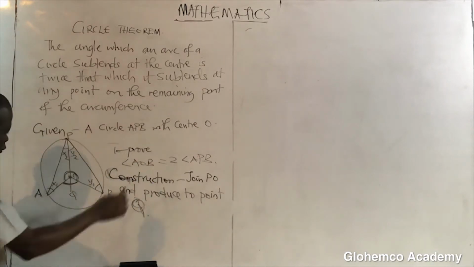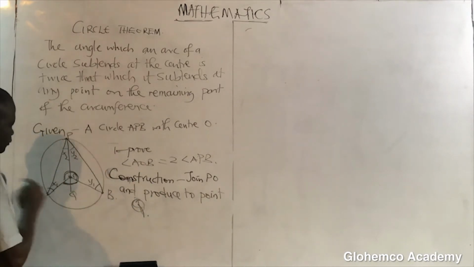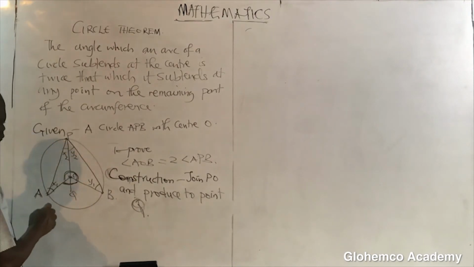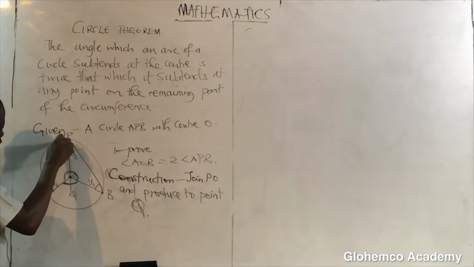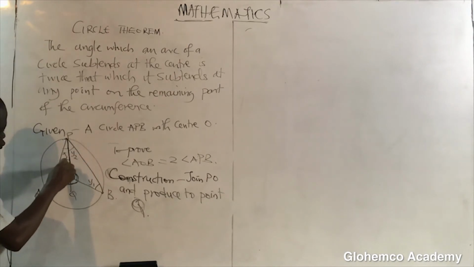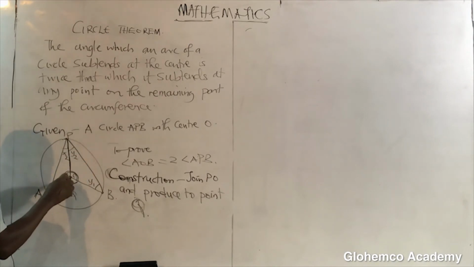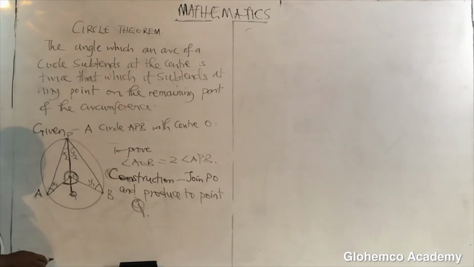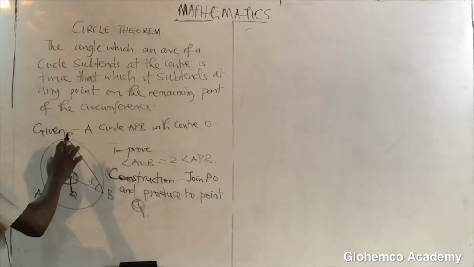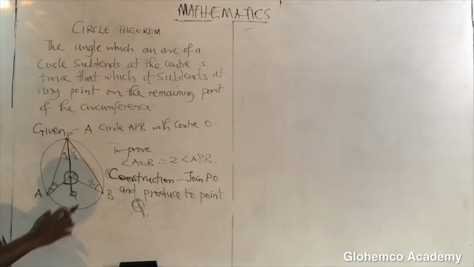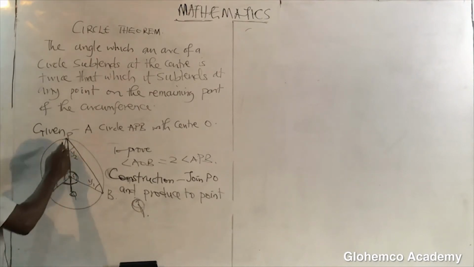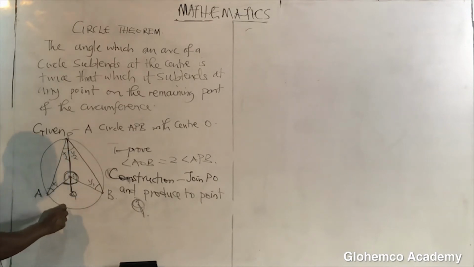Initially, we said the circle given to us is APB. By the time we sketch our diagram, we need to join P down to O and then produce to Q. That is our construction. It's not part of what was given to us, but to suit our proof, we need to construct it. It's very, very important. So we say join PO and produce to Q.